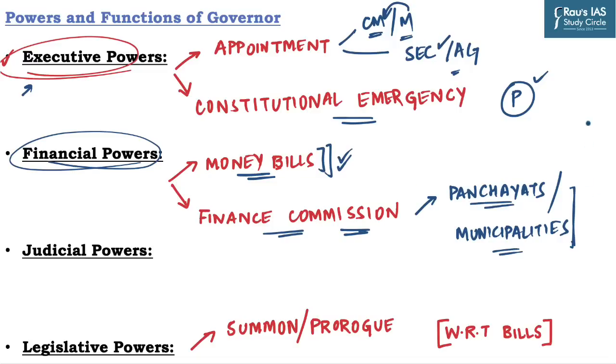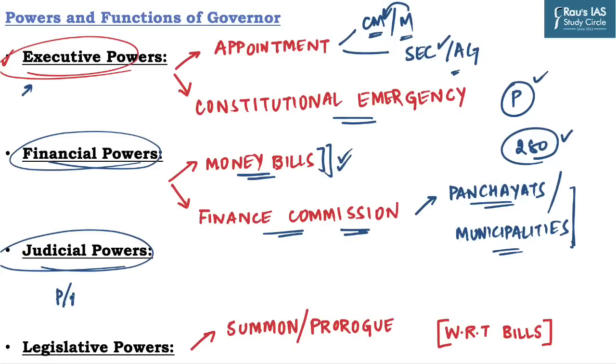Now it is different from the Finance Commission, which is constituted by the President of India under Article 280, which deals with the distribution of taxes between state and center. The next one is judicial powers. Like the President of India, the governor of a state is also given judicial powers, under which he can grant pardon, reprieve, respite or remission of punishments of any person convicted of any offense against any law relating to a matter to which the executive power of the state extends.